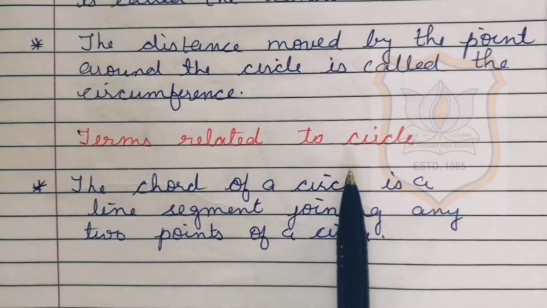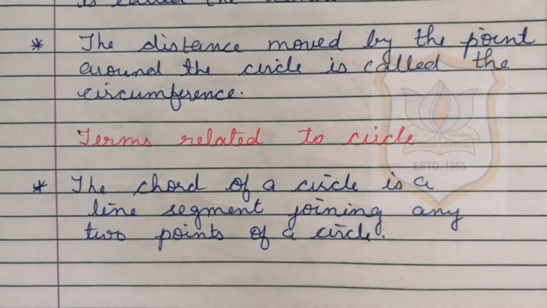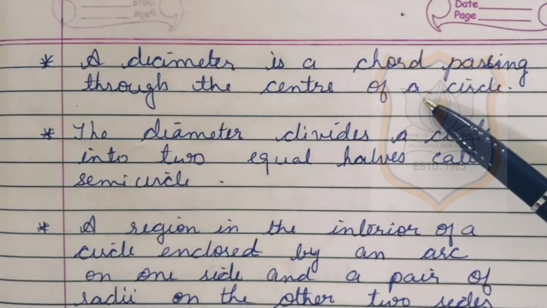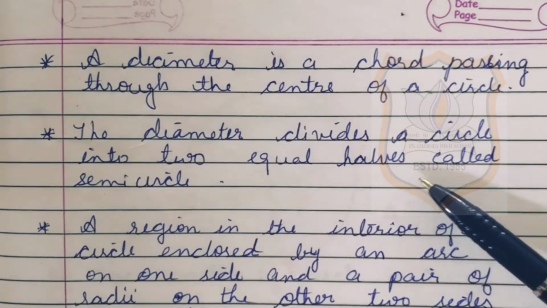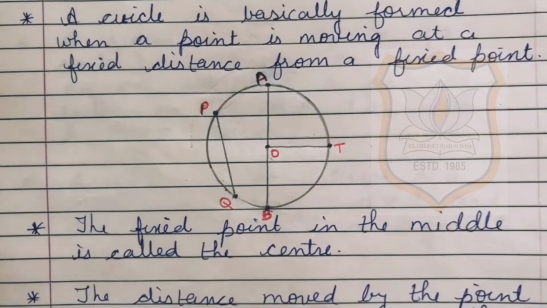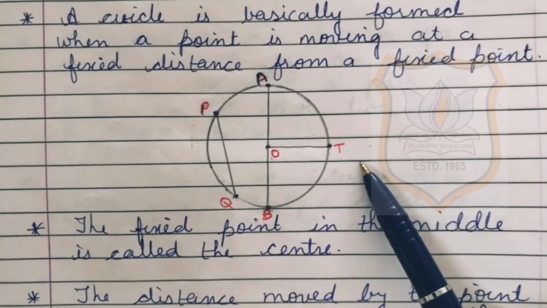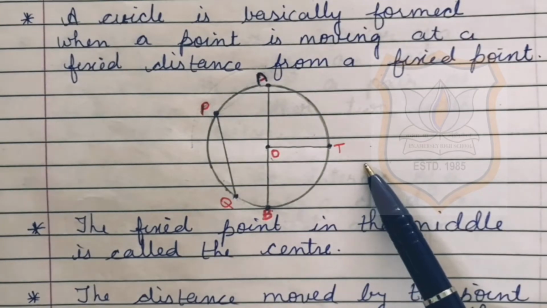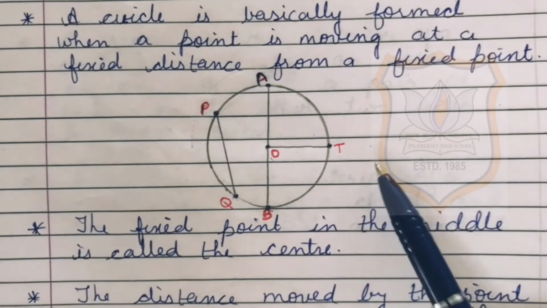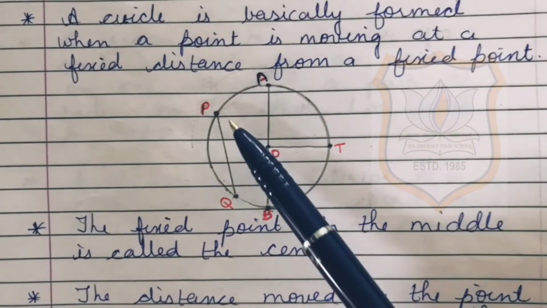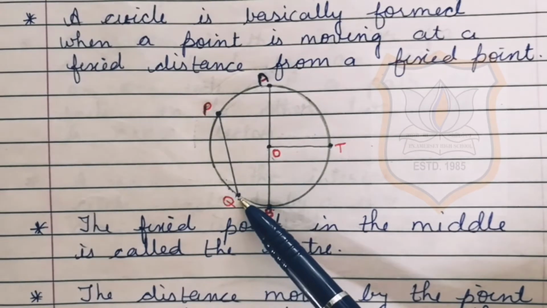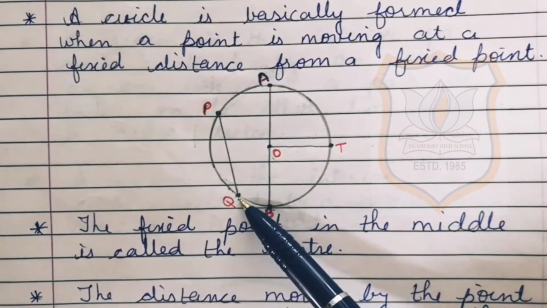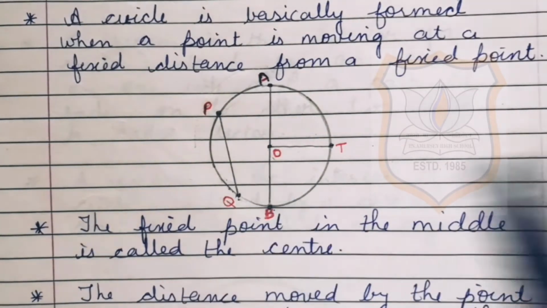Now terms related to circle. The chord of a circle is a line segment joining any 2 points of a circle. A diameter is a chord passing through the center of a circle, and the diameter divides a circle into 2 equal halves called semicircles. So students, considering the figure of a circle, what is a chord? A segment joining any 2 points of the circle. Here the 2 points which are on the circle are P and Q. If we join these points, this segment is called the chord of the circle.